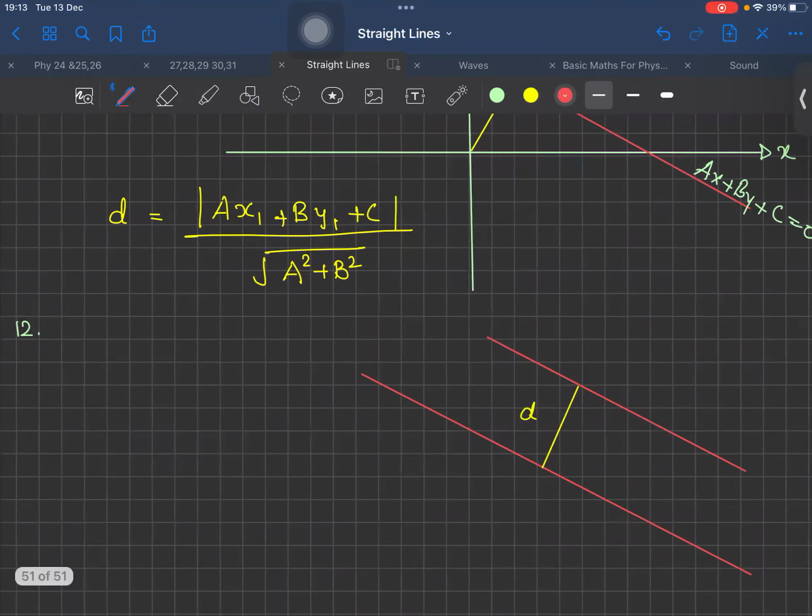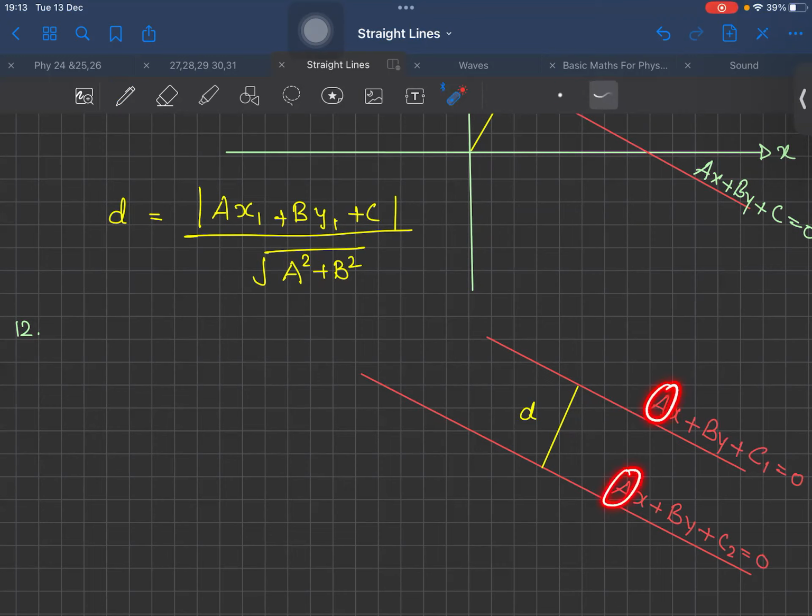The equation of this line is ax plus by plus c1 is equal to 0, and the equation of this line is ax plus by plus c2 is equal to 0. Only the intercept is different. The a and b values are the same. Can you see this? This a is the same. Then these two lines will be parallel, because c1 and c2 are different. That means only the intercept is different.